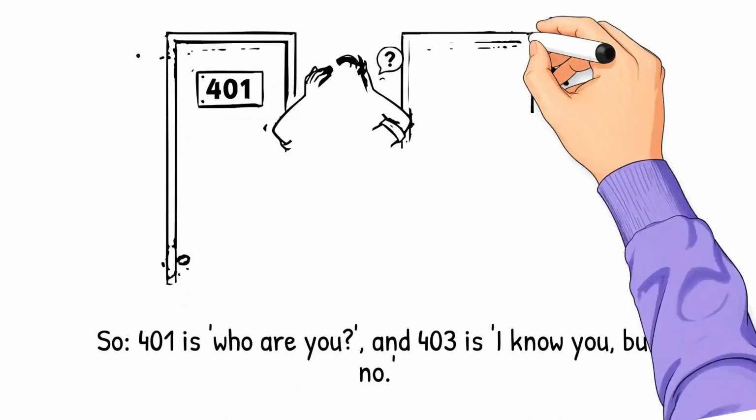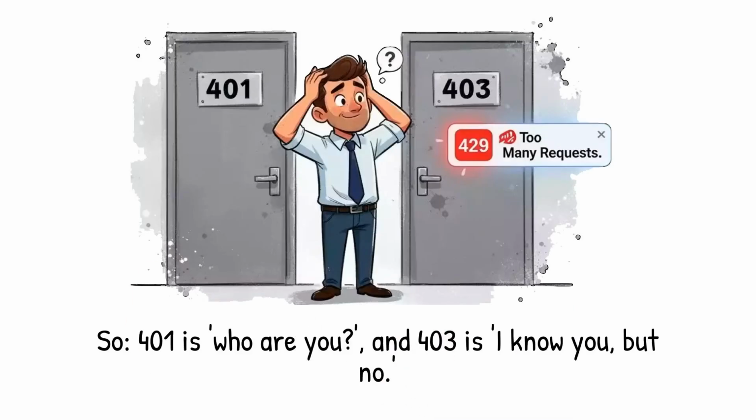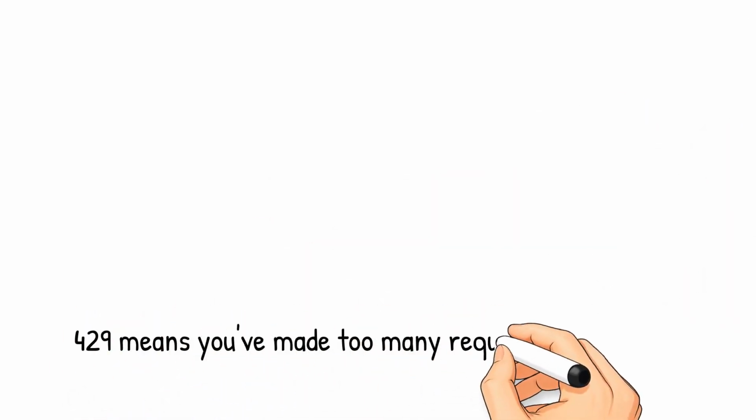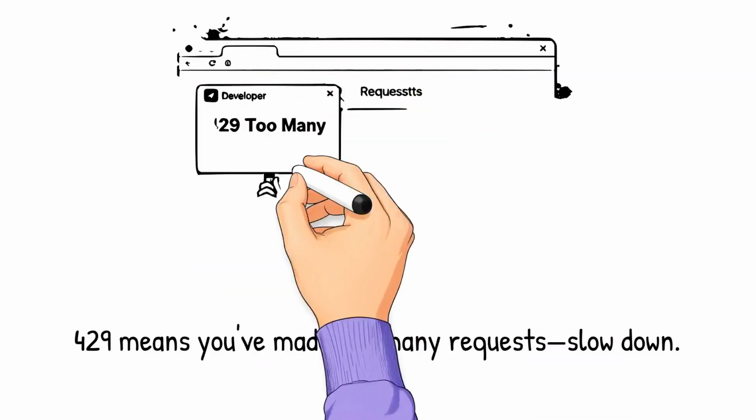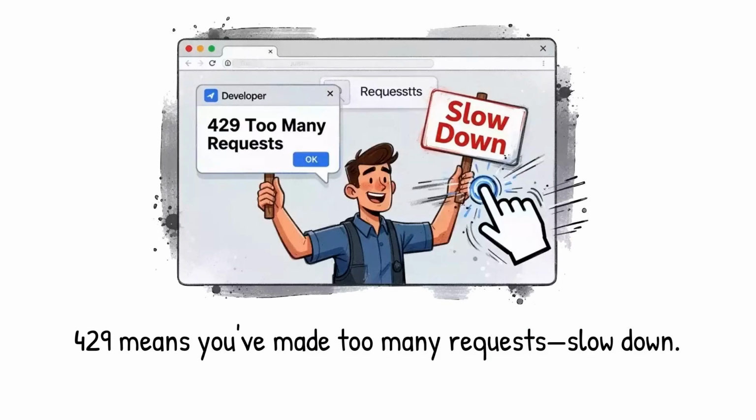And one more that's everywhere now, 429, too many requests. This means you've been clicking or calling too fast, and the server is asking you to slow down. It's the digital version of "Please take it easy." So that's your everyday 4XX toolkit. In the last part, we'll cover the scary-looking 5XX errors, the ones that aren't your fault at all, and how all of this helps you debug like a pro.